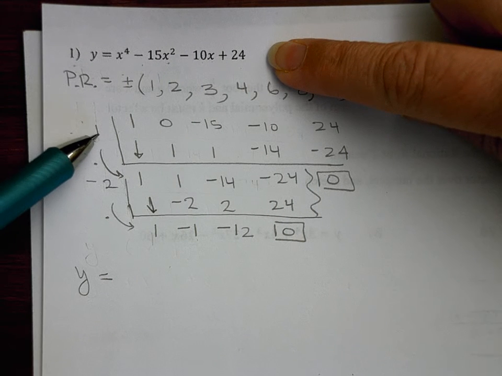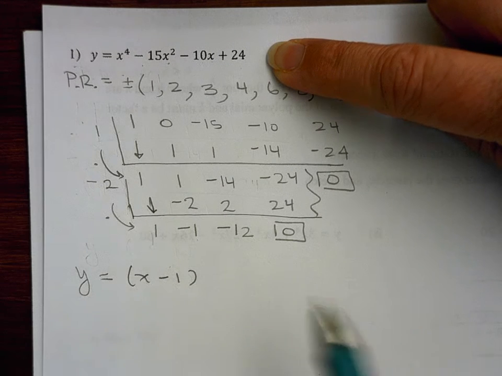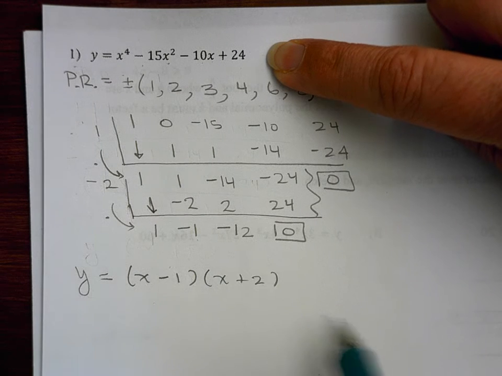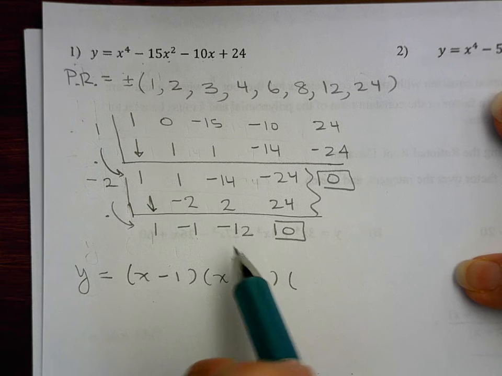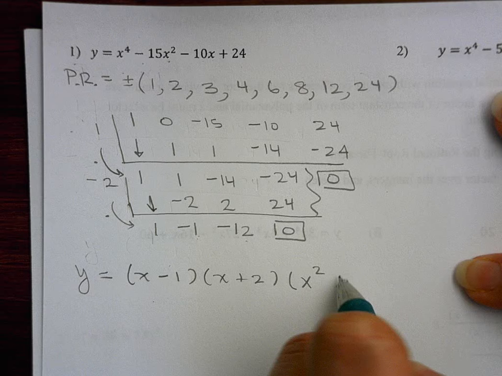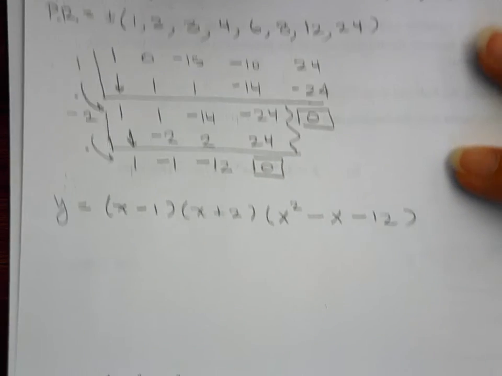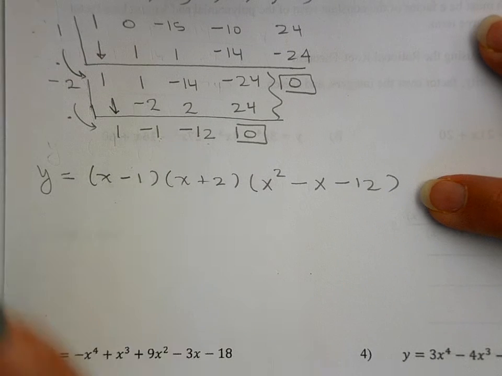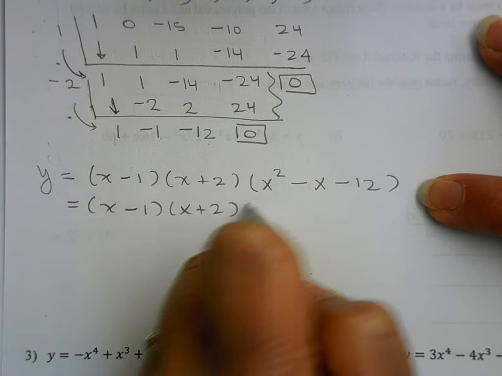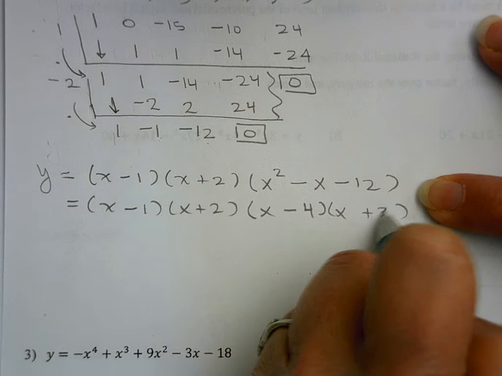So I know the 1 was a 0, so that means its factor is x minus 1, right? We want to do the opposite there. Negative 2 is a 0, so its factor would be x plus 2. And then this trinomial, so this is my constant, x to the 1st, x squared. So that would be 1x squared minus 1x minus 12. And then now I have a trinomial, and I can just do normal factoring. And so that would be -4 and +3.